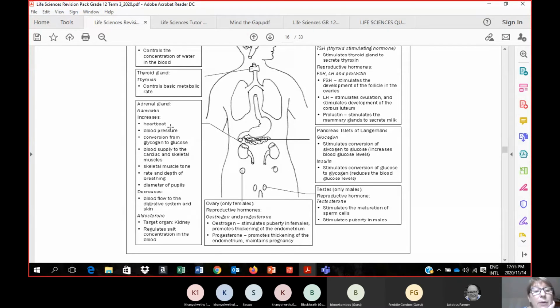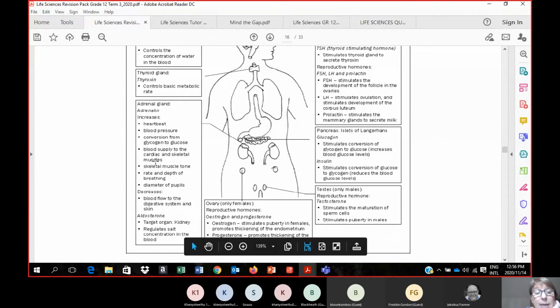So your heartbeat increases, your blood pressure increases. Obviously, your glycogen has to be converted to glucose. This happens in the liver because glucose is a very important store of energy, and we need a lot of energy from the process of cellular respiration so that your muscles, so that you can run away or fight or whatever it is, but you need a lot of energy which comes from glucose. So as I said, I'm not going to go through all of these, but it has a similar effect to the sympathetic nervous system.